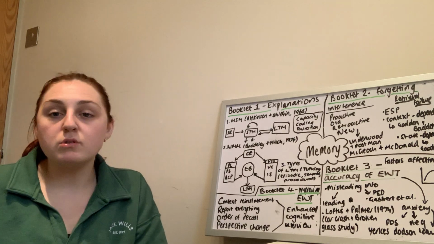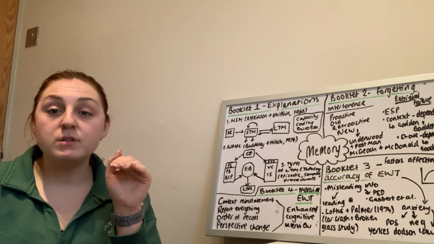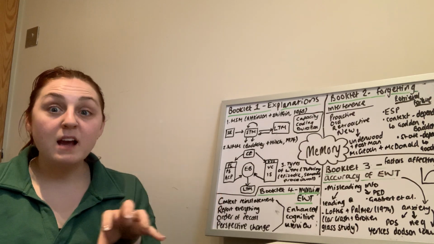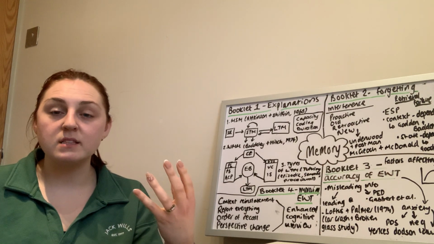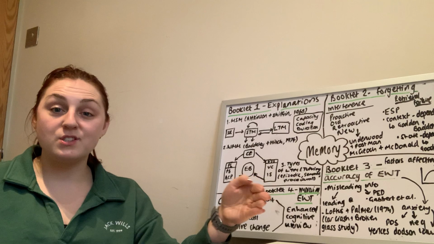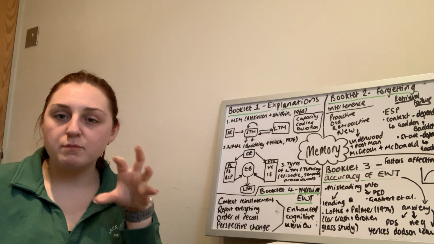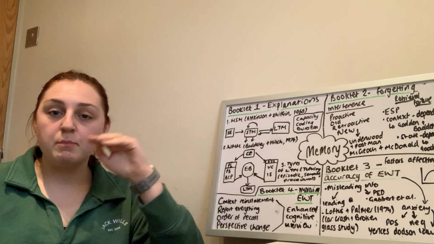But the Yerkes-Dodson law suggests that if we have the right amount of anxiety, so what we call the optimum level, where we're anxious enough that we are paying attention and we're very alert of our surroundings, but not so anxious that it starts to impact our recall, that optimum level of moderate anxiety, it creates that inverted U hypothesis.